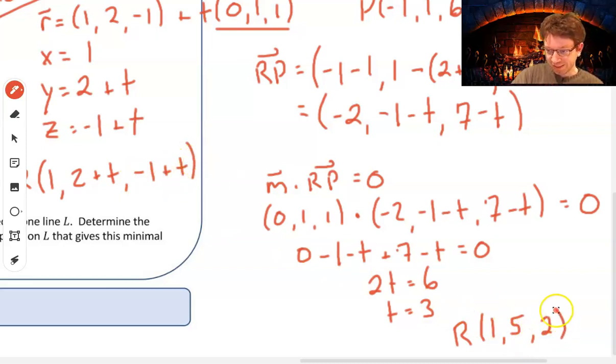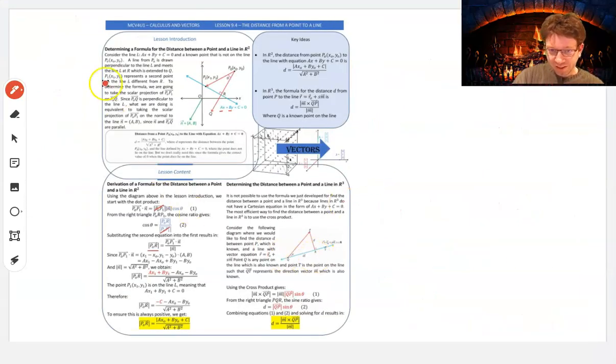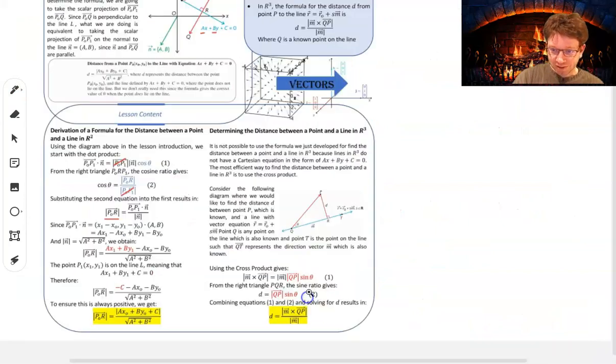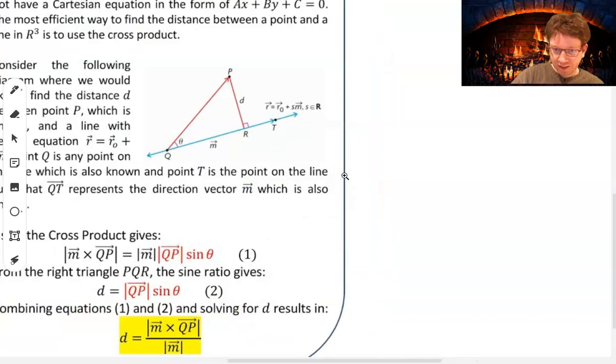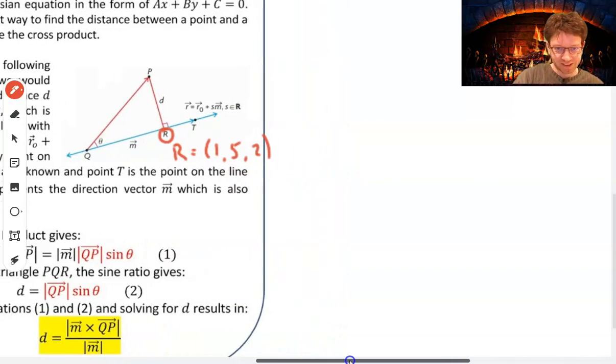So that's the bonus. What we've essentially done is figured out that in our current example, this point R right here is (1, 5, 2). Now that I know what that point R is, I'm actually going to just do the work over here because we have a nice diagram.